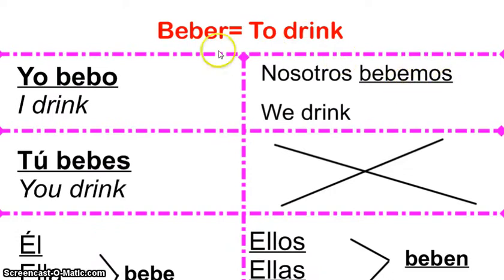EMOS, emos, for ER verbs. Okay, so that is the only difference. That's why we teach them together. ER and IR verbs conjugate exactly the same, except for in the nosotros form.